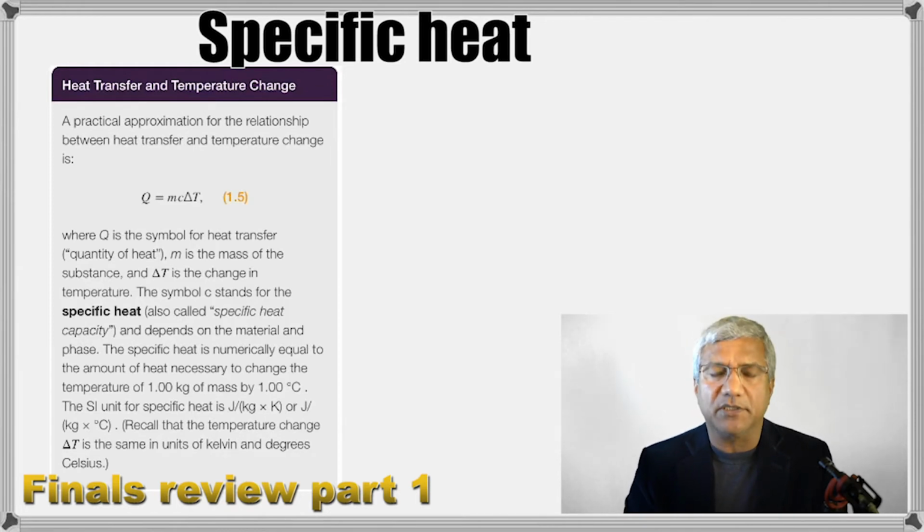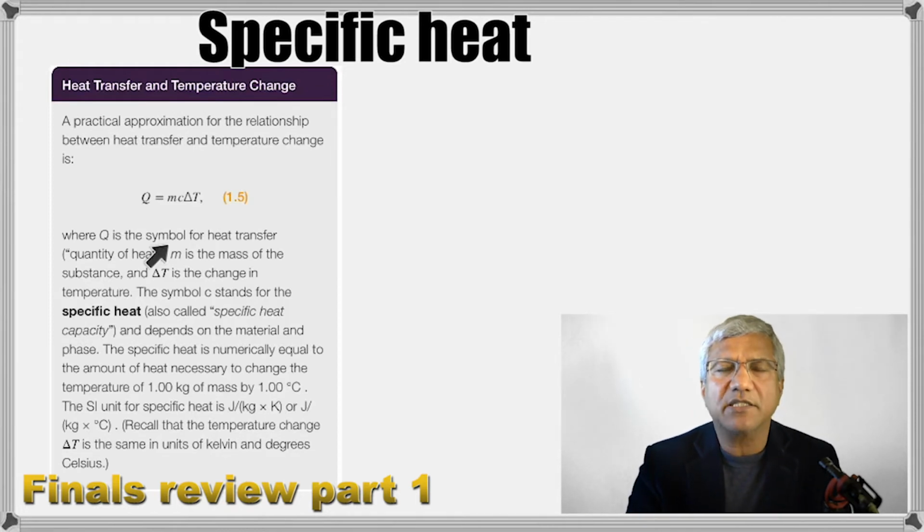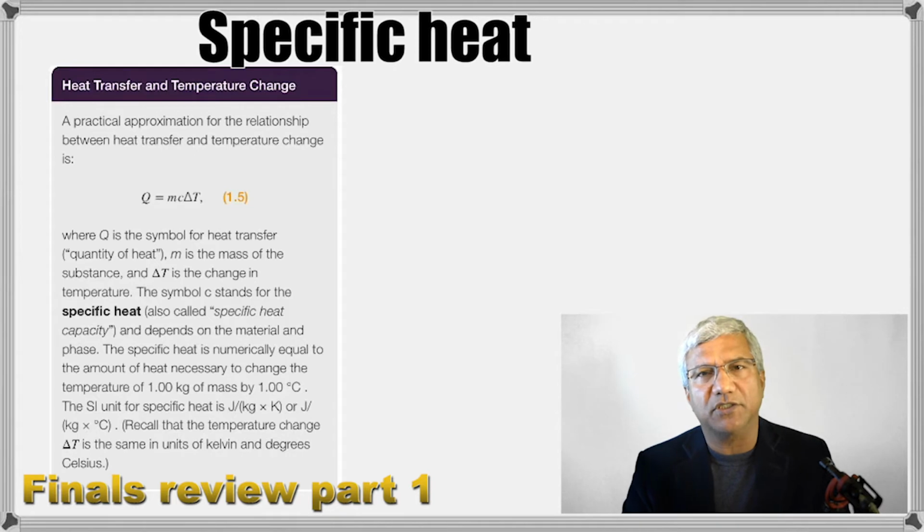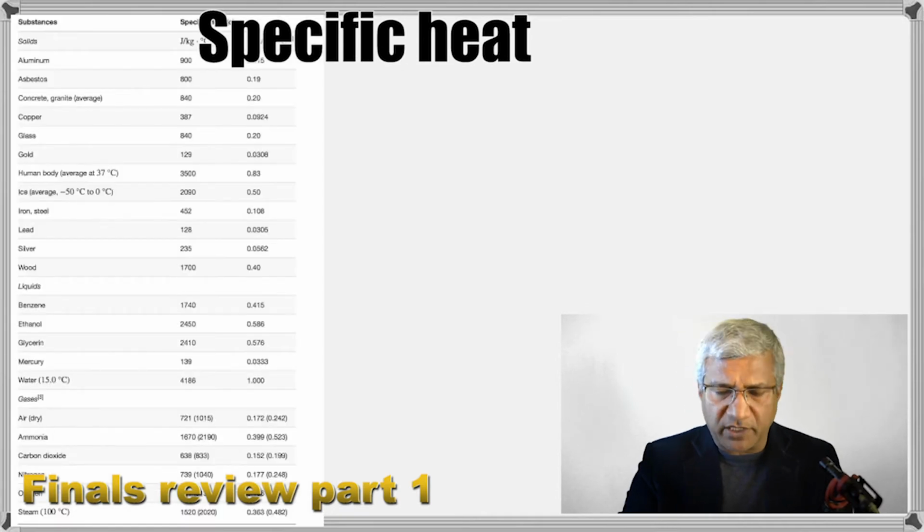And what is the formula? It's the product of mass, specific heat, and change in temperature. Mass, specific heat, and the change in temperature. And the change in temperature can either be in Celsius or Kelvin because the numbers will be the same. So let's practice that. But before that, here is the table that lists the specific heats.